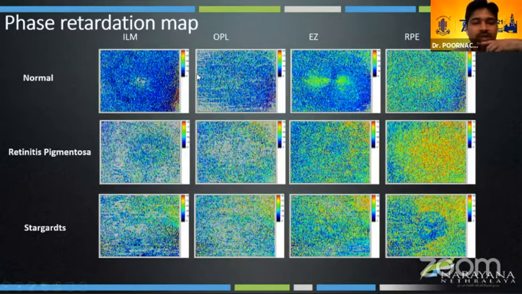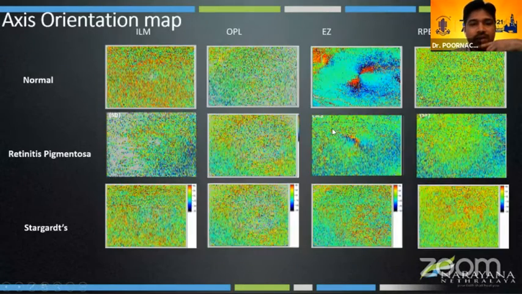So this is the phase retardation map. If you compare the normal and retinitis pigmentosa, Stargardt, there's a total distortion at each and every layer, and this bow tie pattern is also getting distorted. The same thing can be seen in the axis orientation map also.